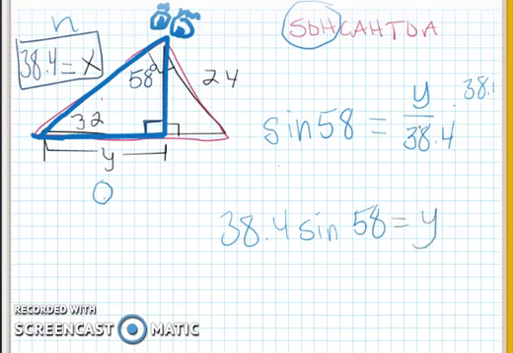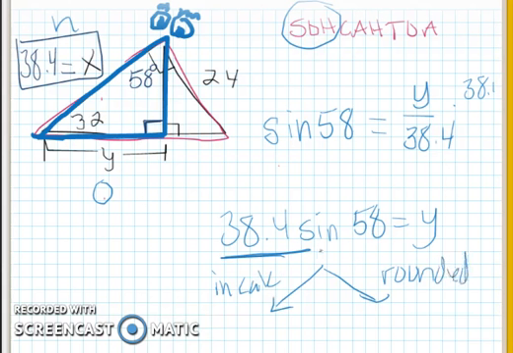Now, like I said, in your calculator, you might still have this number sitting in there. And if that number is still sitting in there, you can just hit multiply sine 58 instead of typing 38.4. So I'm going to show you the two different answers. This one is going to be with the number in the calculator, and this one's going to be the rounded one. Okay, notice you're going to have two different answers.